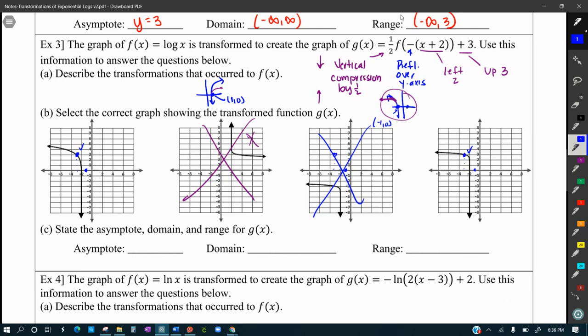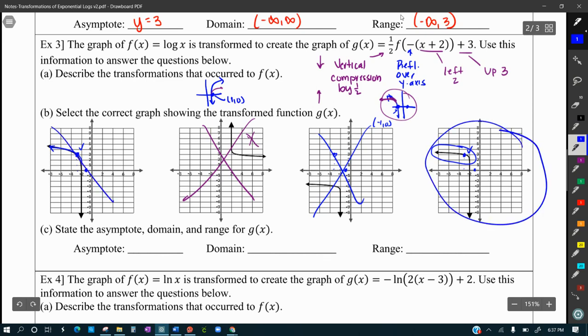We need to think about that vertical compression. So I need my graph to be flattened, compressed down. So this guy's really flat right here. This one still has quite a bit of a curve on it. So this guy has my vertical compression. The first one does not. So the last option is the correct graph for this transformation.